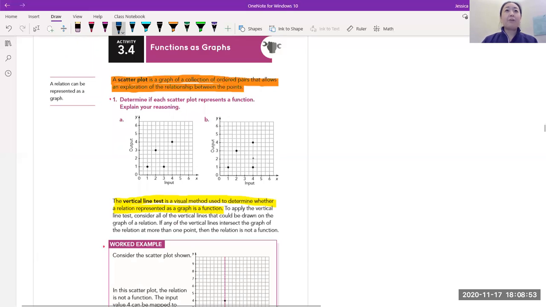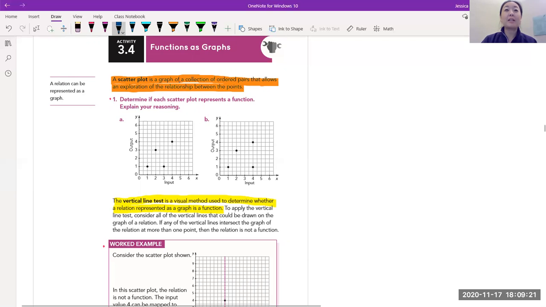All right, so now functions as graphs. And again, if you've just been working right alongside with me, that's fine. But it would be better if you do it first and then watch the video, either way. All right, so a scatter plot, and you should be familiar with scatter plots. You'd usually do them in science class. And if you've never done that before, then hopefully in science class in high school, you'll do that.